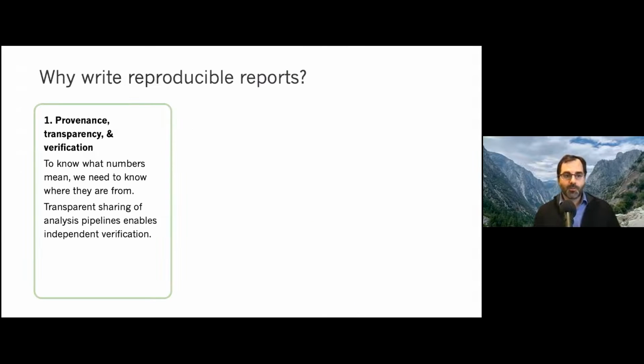Why write reproducible reports? Well, I've been arguing from a couple of different grounds here that I'll try to take apart. The first is that provenance, transparency, and verification is very important. In order to know what the numbers in a particular manuscript mean, we need to know where they're from. This kind of transparent sharing of a reproducible manuscript enables independent verification of where those numbers come from.